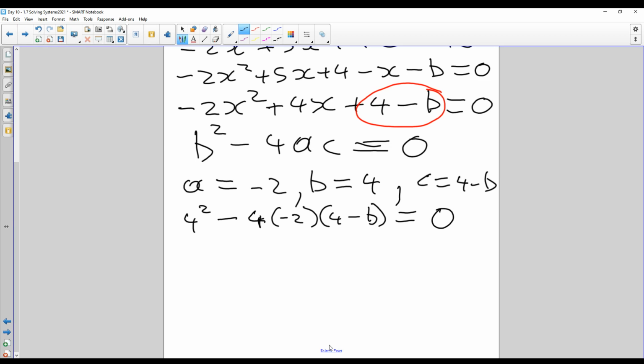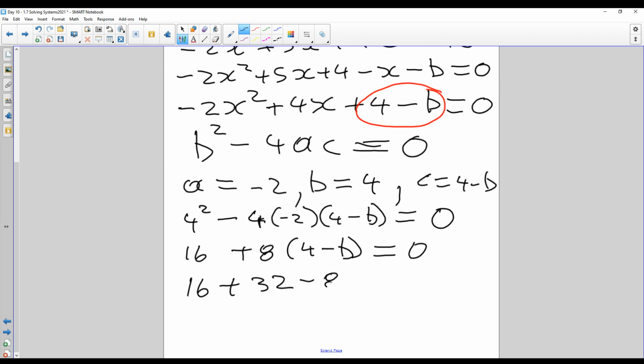All right. Well, let's do some basic math here now. This would be 16. The minus 4 and the minus 2 multiply to give us positive 8 times 4 minus b equals 0. Work out what the 4 squared is. That's just 16. Multiply the minus 4 times the minus 2, which is just positive 8. And then I'm going to expand this 8 into the 4 minus b. So 16 plus 8 times 4 is 32 minus 8b equals 0.